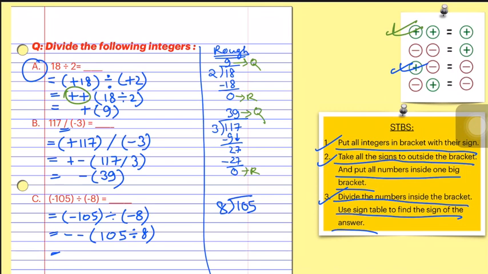So 8 ones are 8, 8 twos are 16. So we'll write 1, 8 will come here, remainder 2, 5 will come down, right? 25. So 8 threes are 24, 8 fours are 32. So we'll write 3. So 8 threes are 24. The remainder is 1. Now in this question we have 1 as a remainder and 13 as a quotient, right?